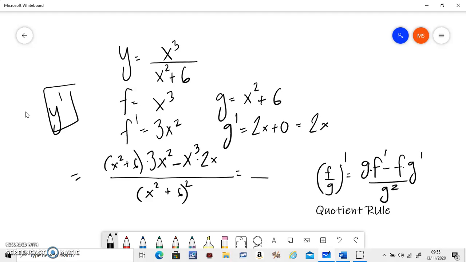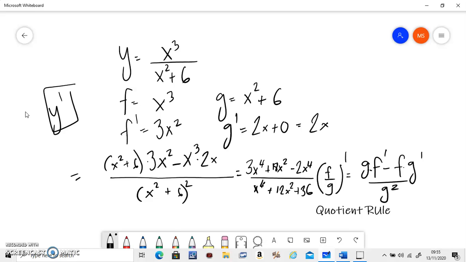Then simplify as much as you can. You multiply this inside the bracket, it becomes 3x to the 4 plus 18x squared minus 2x to the 4. And you can expand the bottom. You should get x to the 4 plus 12x squared plus 36. And x squared is common on the top, so you can factor the x squared out. That should be your final answer.